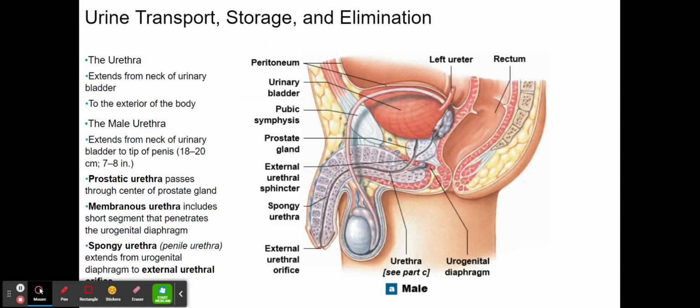The urethra extends from the neck of the urinary bladder and transports urine to the exterior of the body. The urethra of males and females differ in length and function. In males, the urethra extends from the neck of the urinary bladder to the tip of the penis. The distance may be 18 to 20 centimeters.